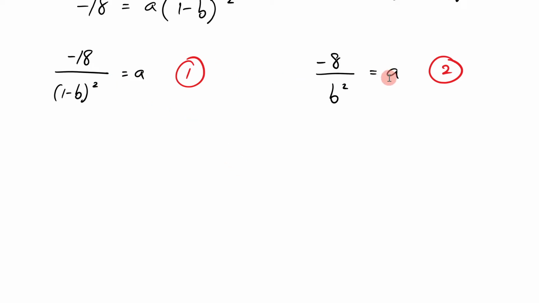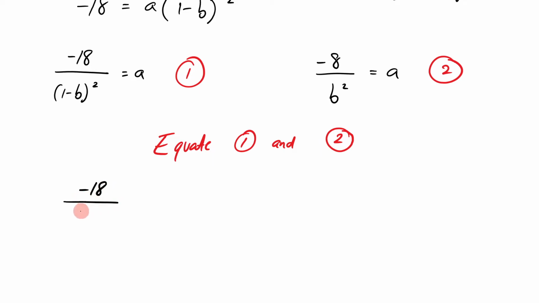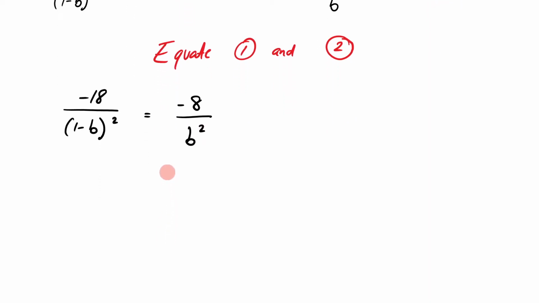So this is 1, this is 2. What we're now going to do is equate 1 and 2. We continue. So it's going to be negative 18 on (1 minus b) squared is equal to negative 8 on b squared. Okay. Once we've done that, what's the next thing that we can do here? Well, let's cross multiply them. So I can get negative 18b squared is equal to negative 8 (1 minus b) squared.